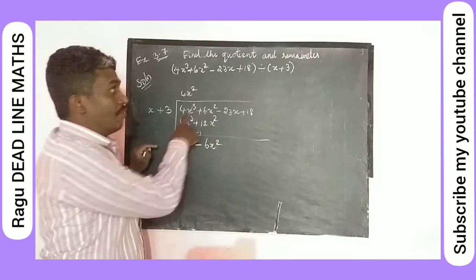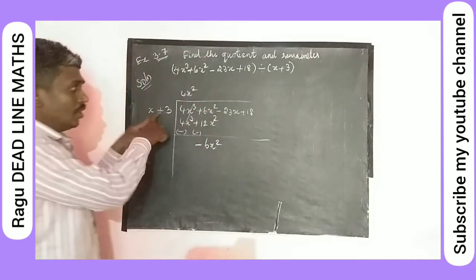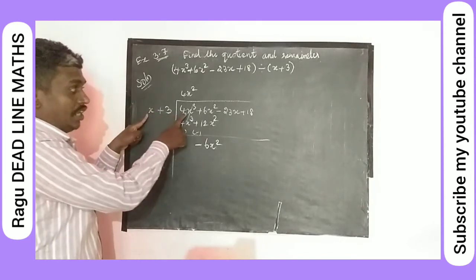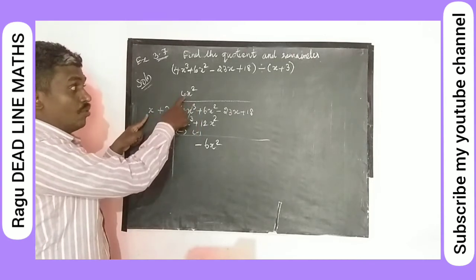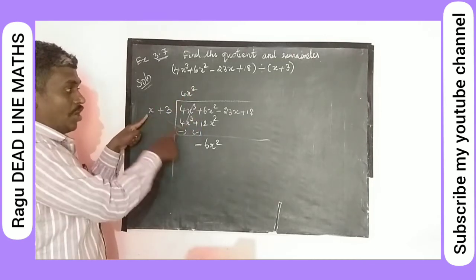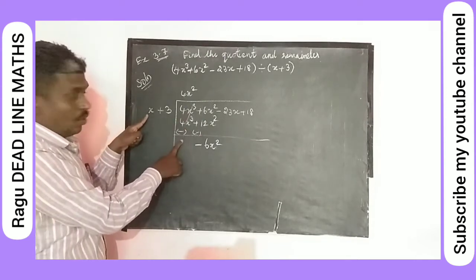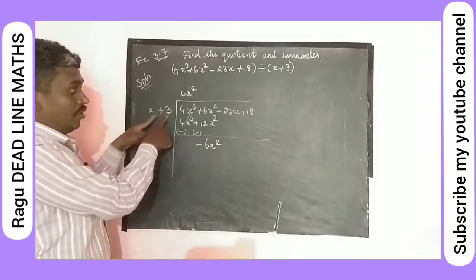So first we write the divisor, then the dividend. We consider the first term, x. Here the first term is 4x power 3. Which term do we multiply? 4x square into x is equal to 4x power 3, so only then you will get 0 here. The same term you multiply with 4x square into 3.